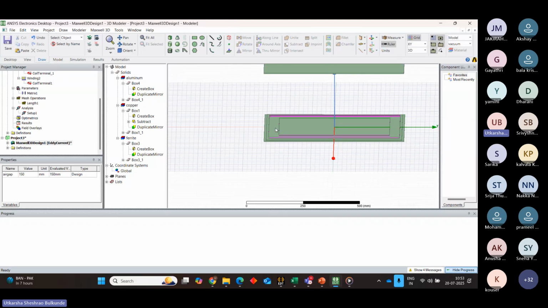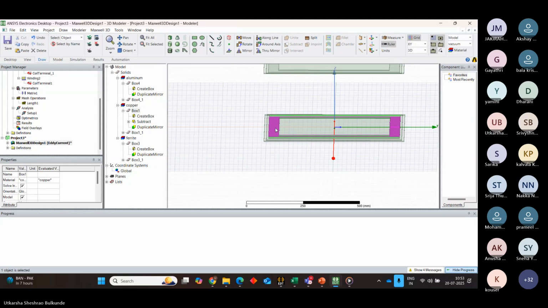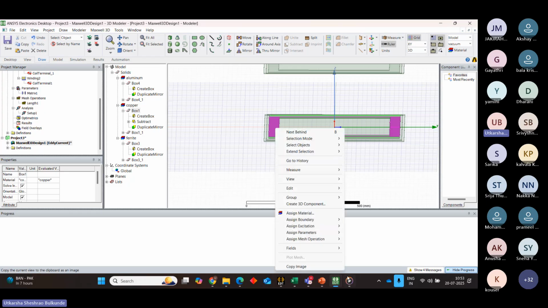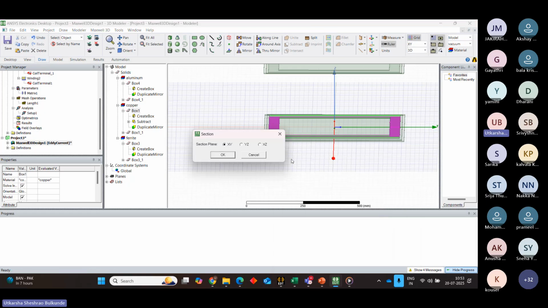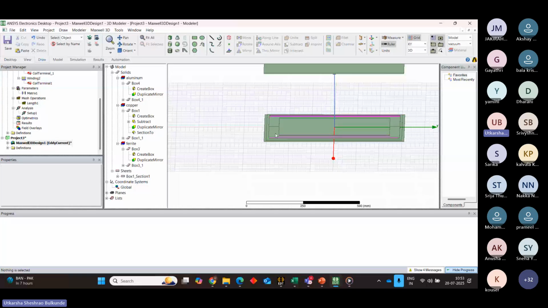So select your coil, right click, edit, surface, then section. We want the section in this direction. So it is Y and Z, right? Can you see? Your coil is sectioned now.